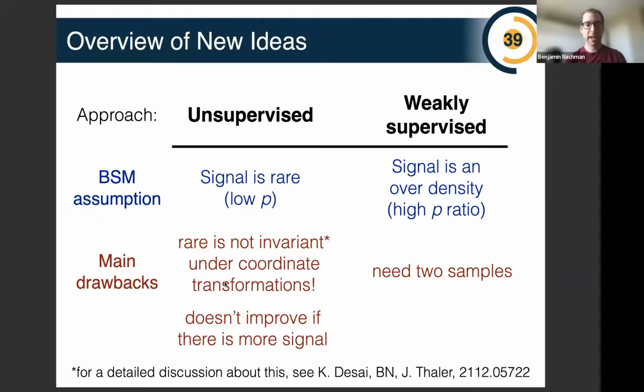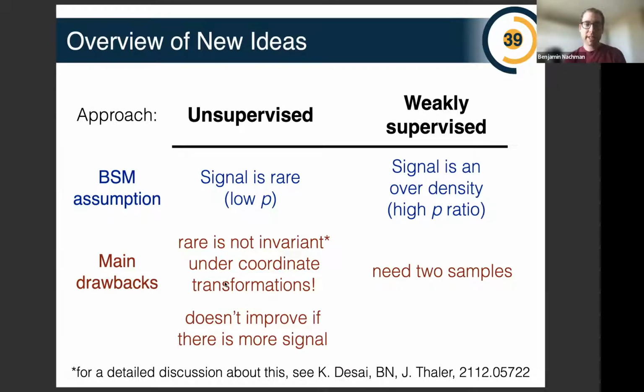Okay, so the main drawback of unsupervised methods is that rare, that is to say low density, is not coordinate invariant. So if I change my coordinates, because of the Jacobian and the change of variables transformation formula, the density will change. This doesn't mean it's not a useful notion, but densities themselves, of course, have units, so one has to be careful what you mean. And also unsupervised methods don't improve if there's more signal. If I have more and more signal, unsupervised methods basically don't get better. They also don't get worse if you reduce the amount of signal, which is also a benefit.